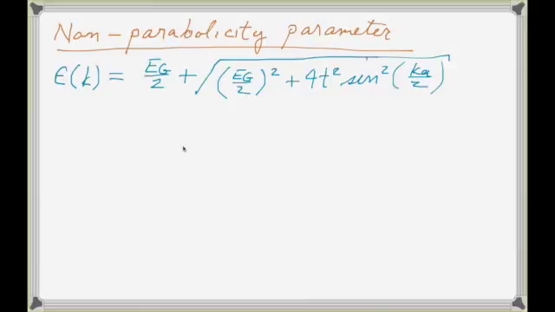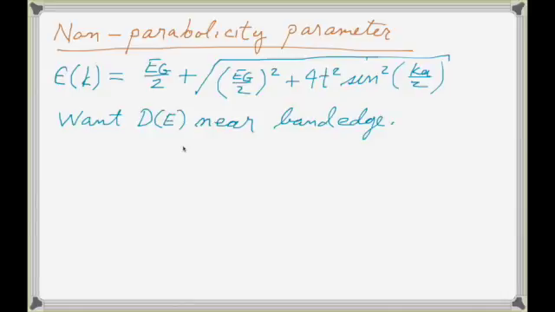And we are interested in the density of states near the band edge. So D of E is the density of states. Mathematically that means that near the band edge, because the band edge occurs when k is 0, we're interested in small k near k equals 0. And if ka is much less than 1, then we can replace that sine with theta, since sine theta is theta for small theta. So that's what we're going to do.